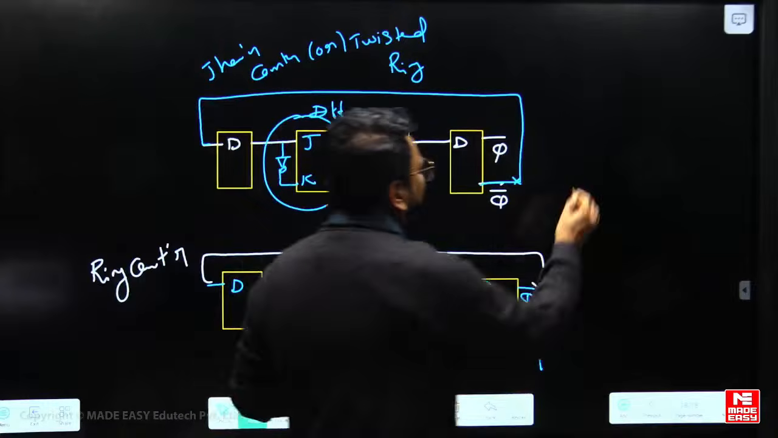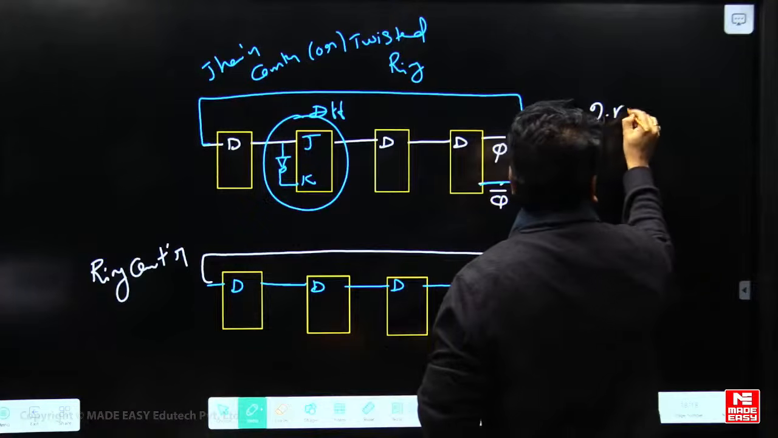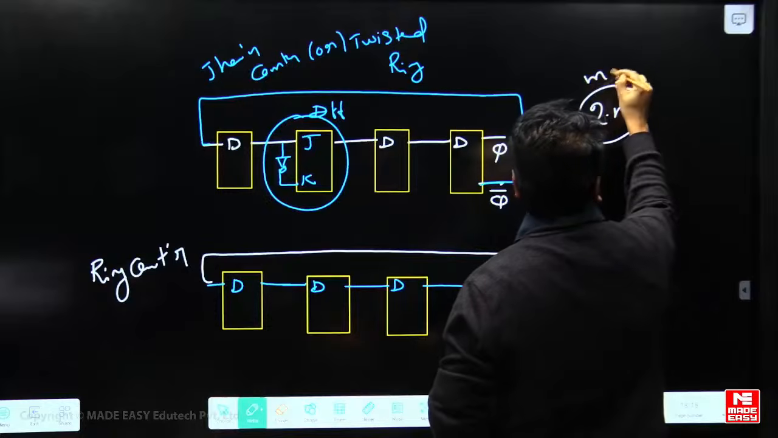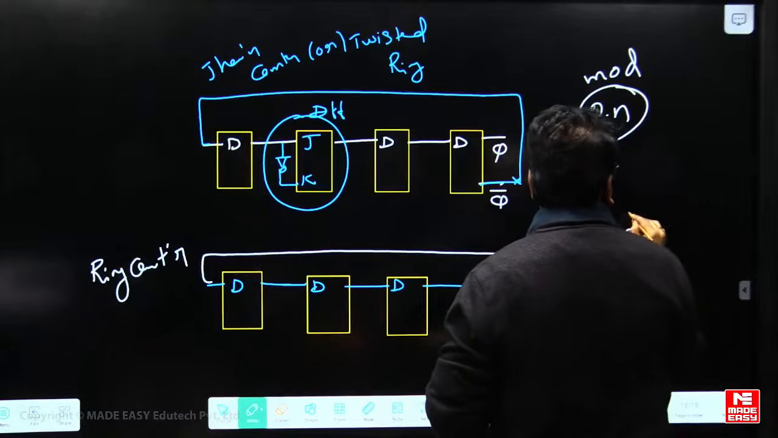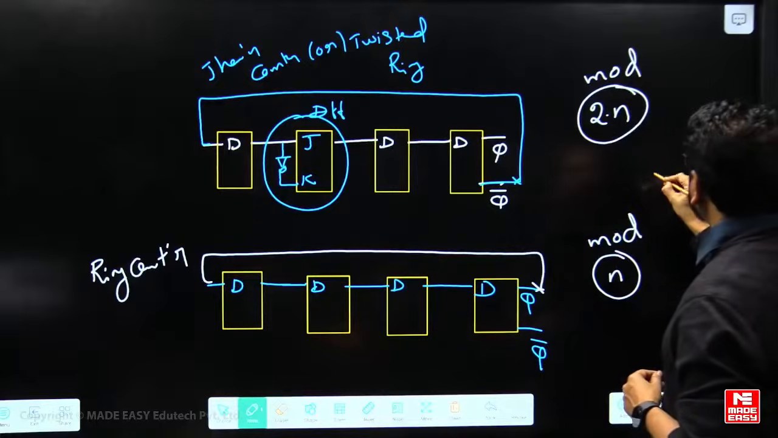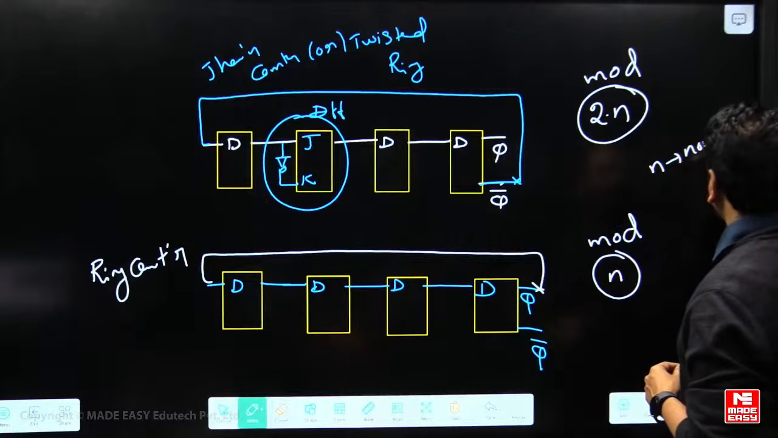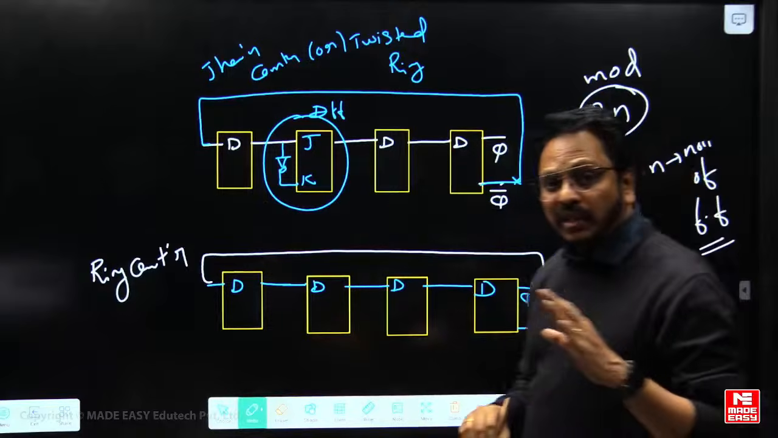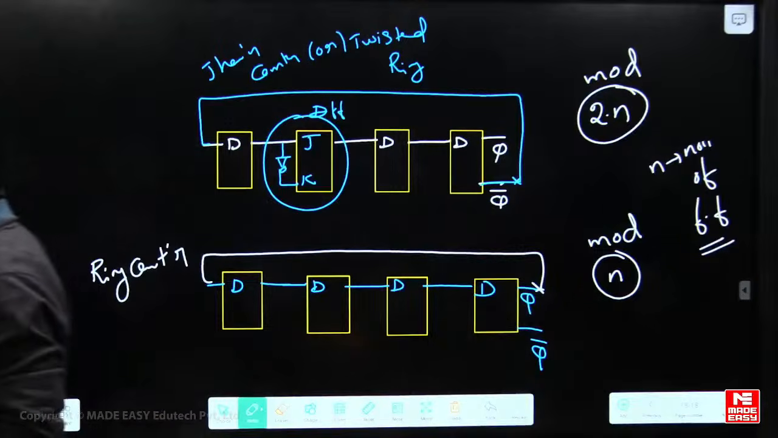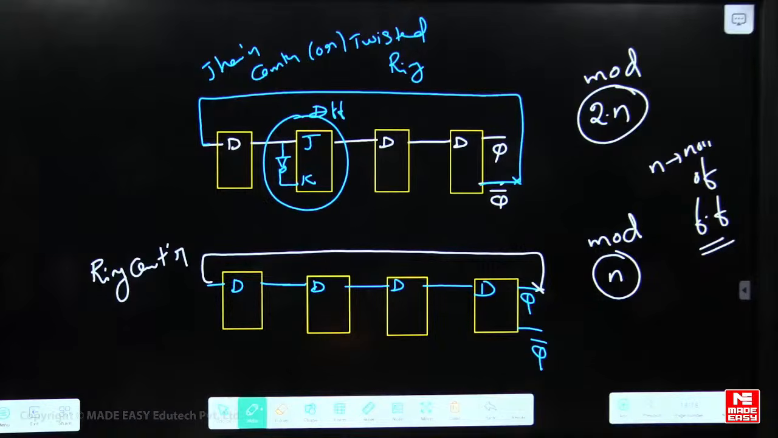And the mod value for Johnson's counter is going to be 2 into n, and here for the ring counter the mod value is only n. Here 2n means where n is the number of flip-flops. You should remember, based on these also you can expect the questions.